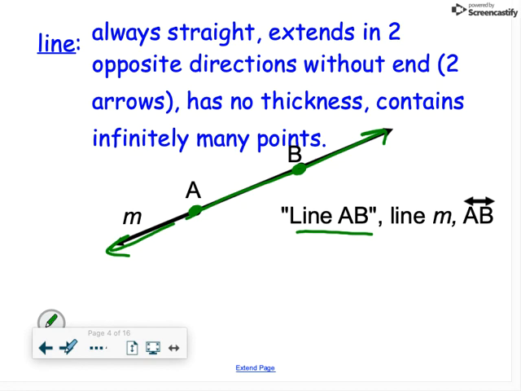We also sometimes give it a lowercase letter. We can call it line M. And then the notation we use for a line is, again, the 2 points on it, and then we put a line on top with arrows on both sides of it. That notates that we are talking about a line AB, not a segment AB.